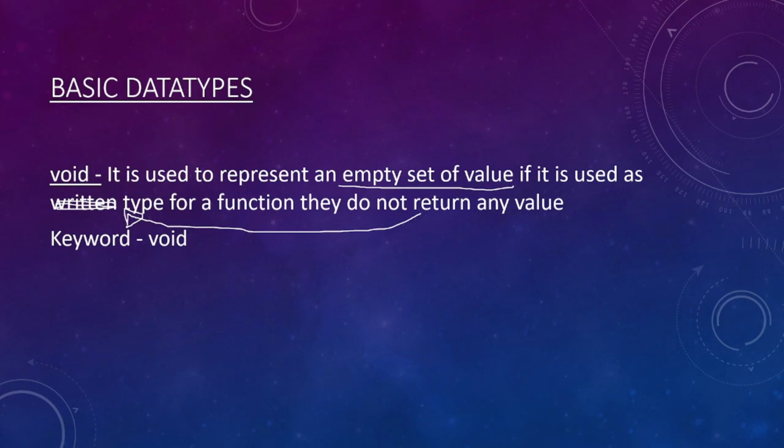So whenever you are using functions, if you want to return some value, then instead of void, you write the data type there, whatever sort of output you are getting. If you want to return that to the main program, then you use the particular data type there. Or if you don't want to return any value to the main program again, then you will be using void. So it allocates 0 memory space and the keyword is void. Whenever you want to represent an empty set of value, you use this void data type.